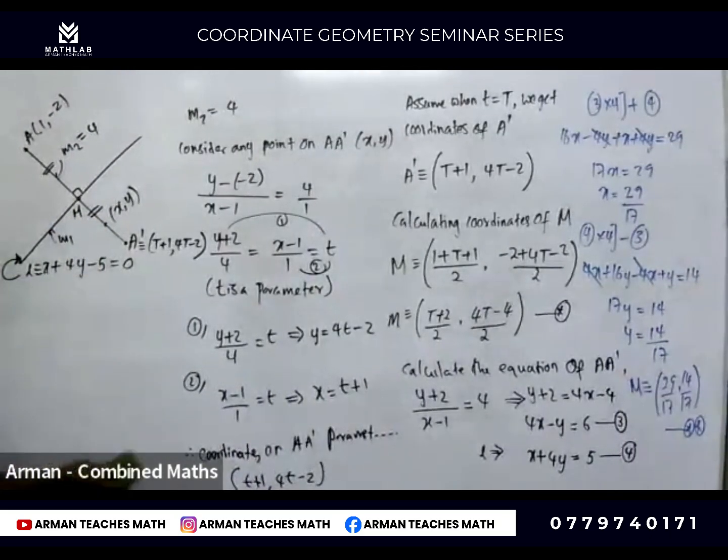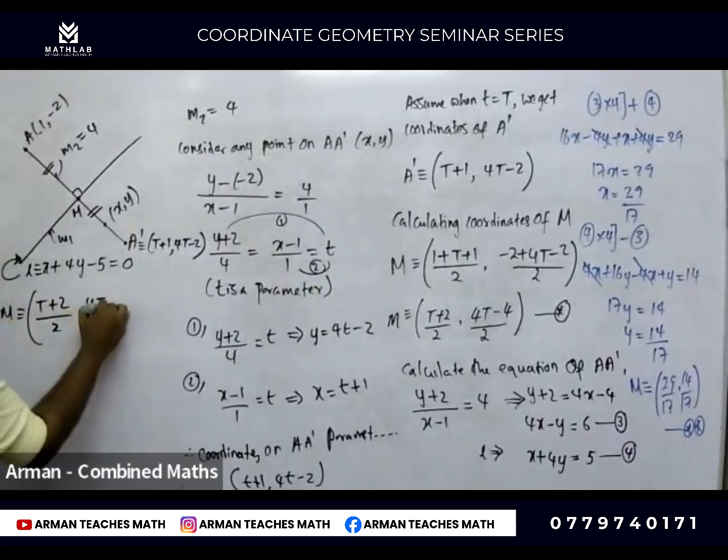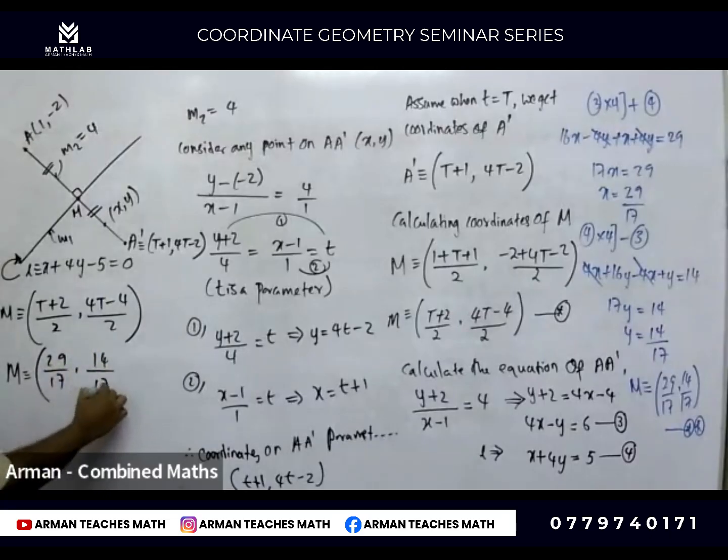Capital M point's coordinates, right? (T plus 2) over 2, comma, (4t minus 4) over 2. Same capital M point's coordinates are 29 over 17, comma, 14 over 17. So we get (t plus 2) over 2 should be equal to 29 over 17. So do a cross multiplication and simplify.